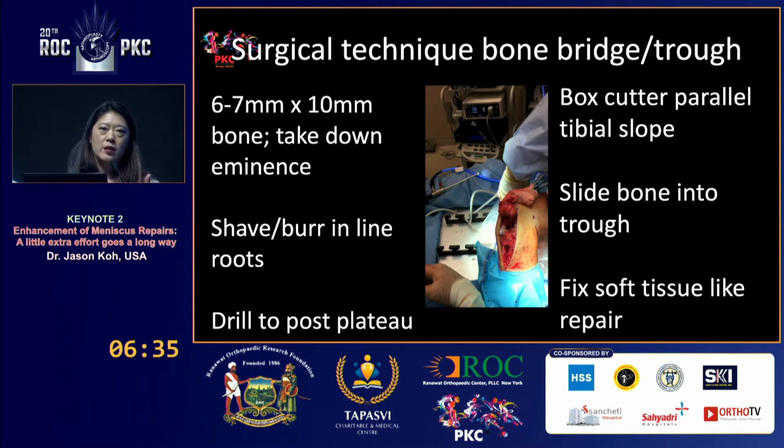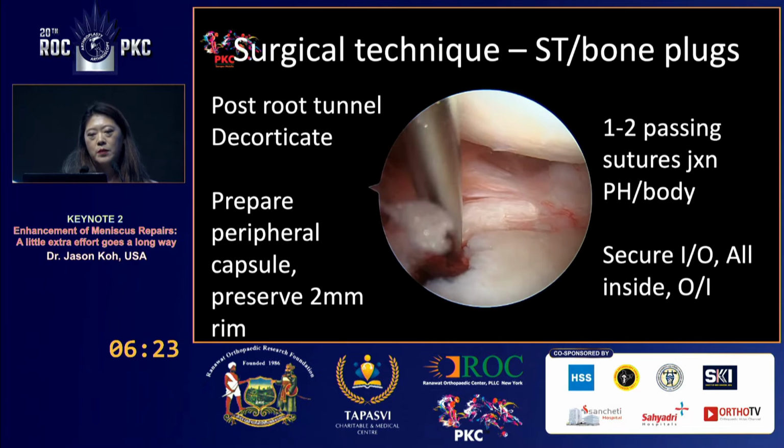When you create that bone trough, you take out the eminence, but on your graft, you probably need to take out that eminence so you can actually pass your graft in. But also, even if you get your graft in later on, this can cause a problem and actually cause adjacent wear to the condyle. So it's important to take down that eminence.